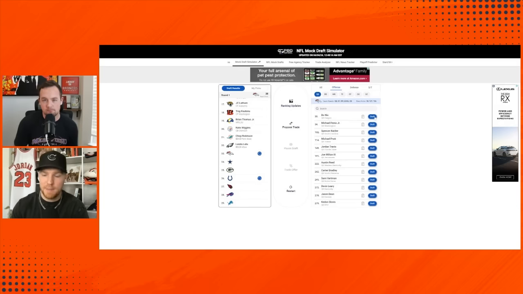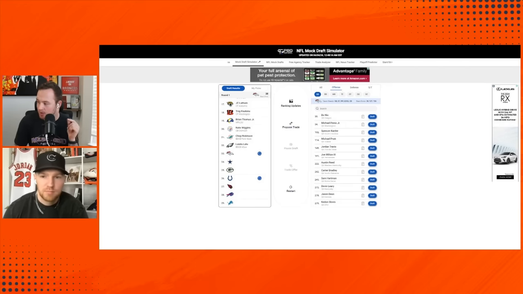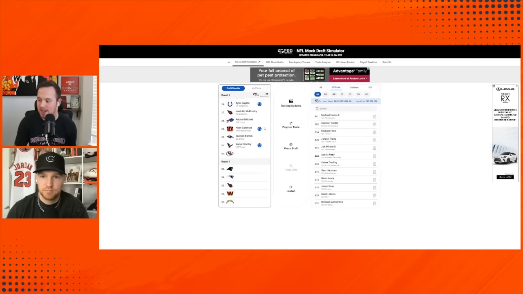I like the upside of Penix as well, but I'd be okay with Bo Nix over Penix if the Broncos went that direction as well. Okay. So the Broncos with this pick will take Bo Nix, 23rd overall in the 2024 NFL draft in this mock draft simulation. Their next pick coming up is pick number 38. So let's take a look here.